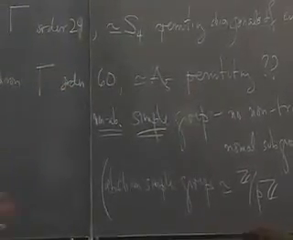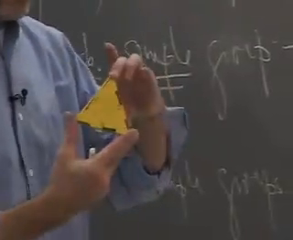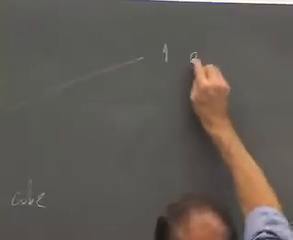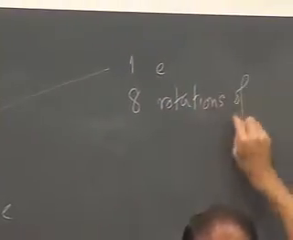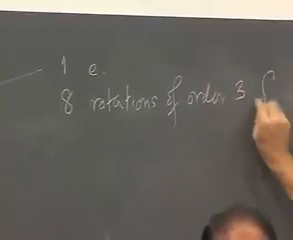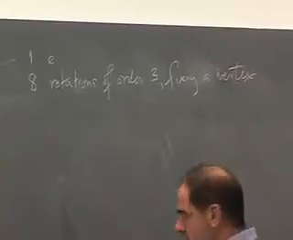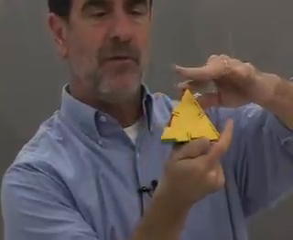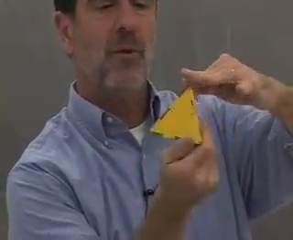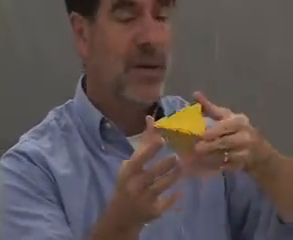Okay, so let's go through the tetrahedron, because last time we proved that there was a group that permuted the vertices transitively. In this case, there is 1 element e. There are 8 rotations of order 3 fixing a vertex. So each vertex has a little rotation group where you rotate either by 120 degrees or by 240 degrees. Those give 2 different rotations of order 3. And there are 4 vertices, so there are 8 different rotations of order 3, preserving the tetrahedron.